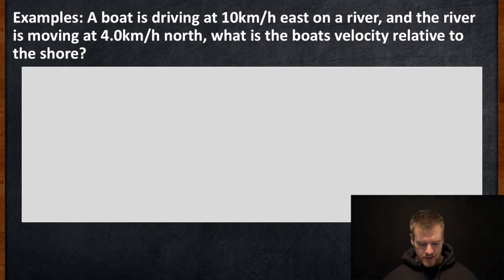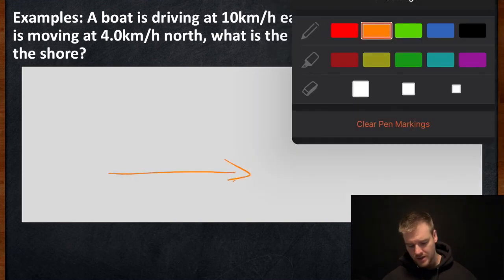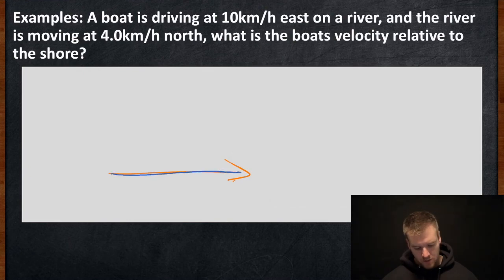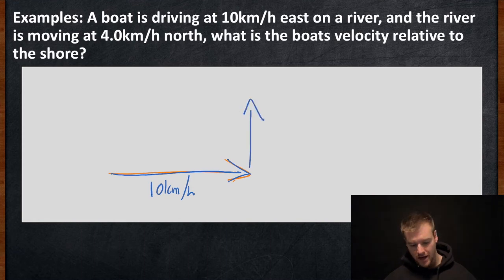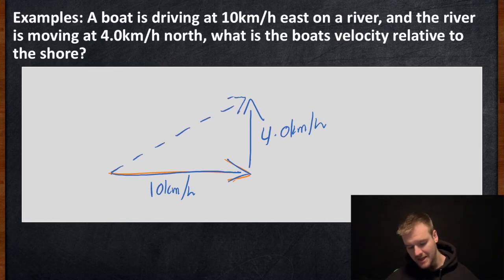So let's draw this out. He's going at 10 kilometers per hour east. So I'm going to draw an arrow like that. Let's make it a little easier to see with some blue. All right, so I'm going to put 10 kilometers per hour. But then the river is also moving 4 kilometers per hour north. So now I'm going to add on an arrow there of 4.0 kilometers per hour. To figure out his velocity relative to the shore, I have to add them together, and I get that the boat would be traveling at this angle, and we need to figure out the speed of that.